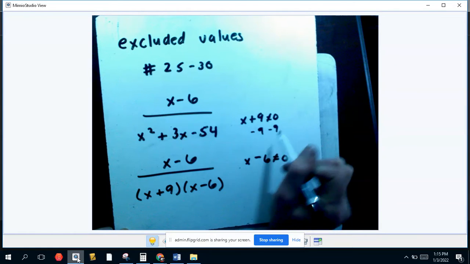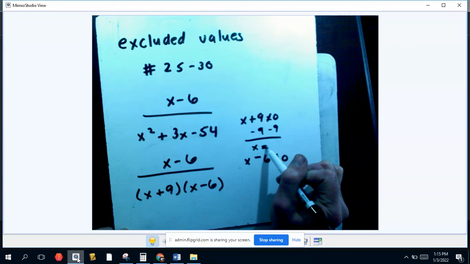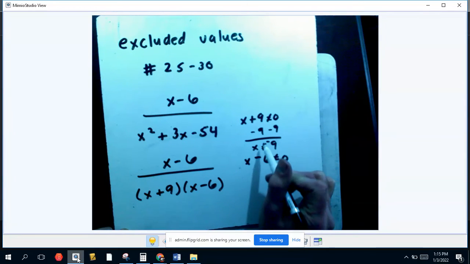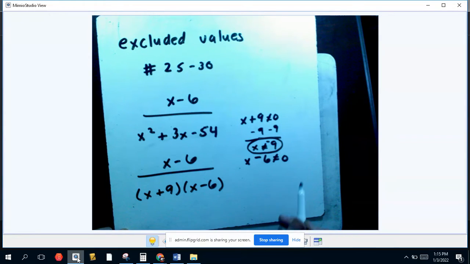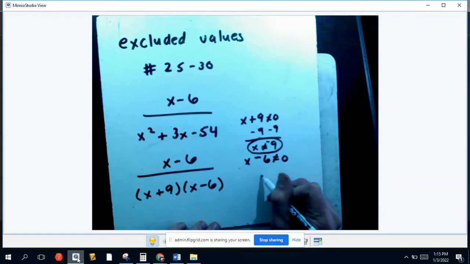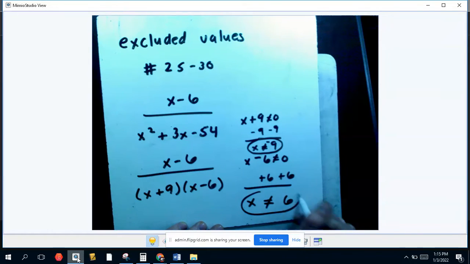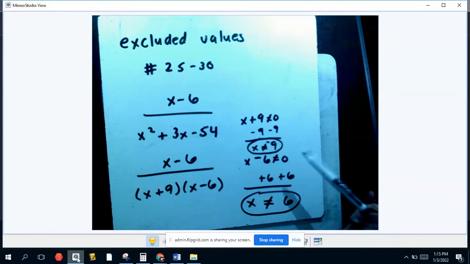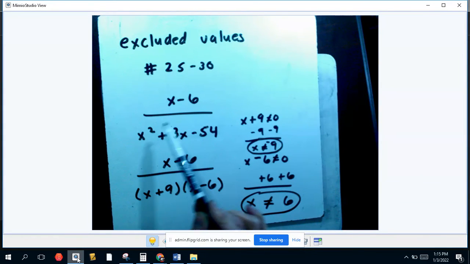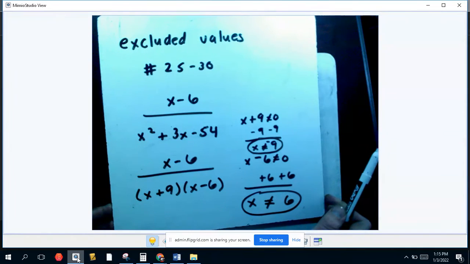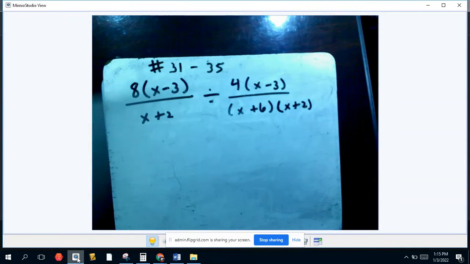So to get those excluded values, I solve each of these. So x cannot be negative 9. Okay, that's one excluded value. And x cannot be, this is an equal sign with a slash through it, x cannot be 6. So my two excluded values here are negative 9 and 6. If I put either one of those into the denominator, you're going to get a 0, which is forbidden in math. Okay, so you'll do the same thing on your 25 through 30.